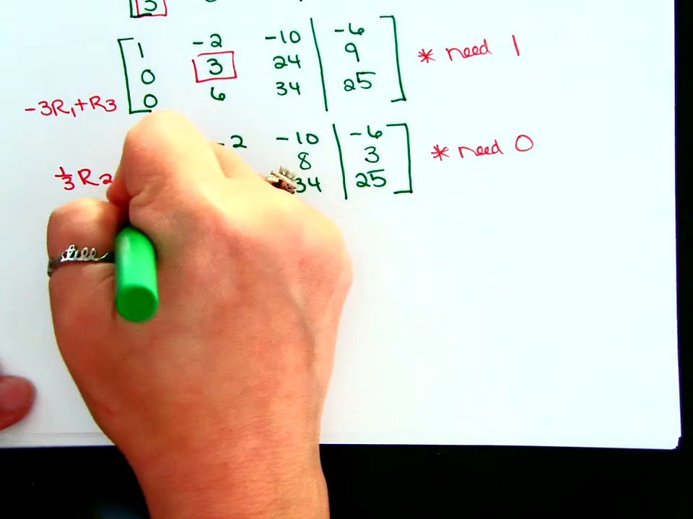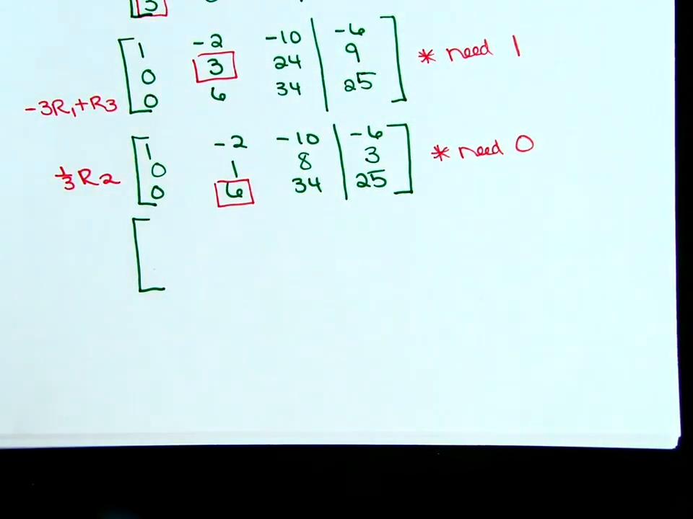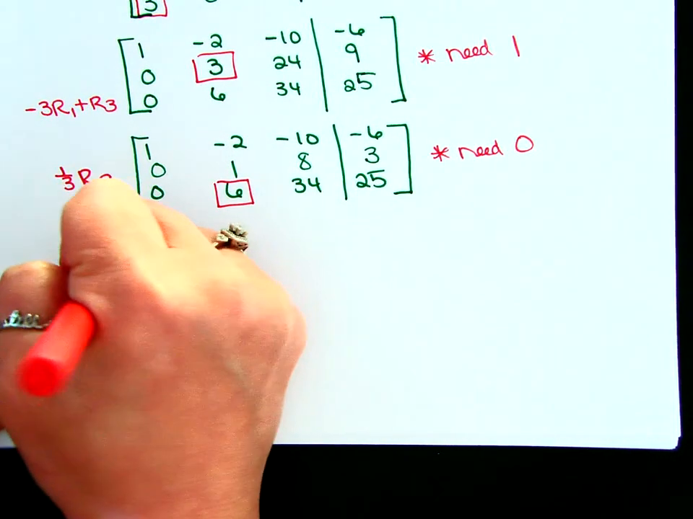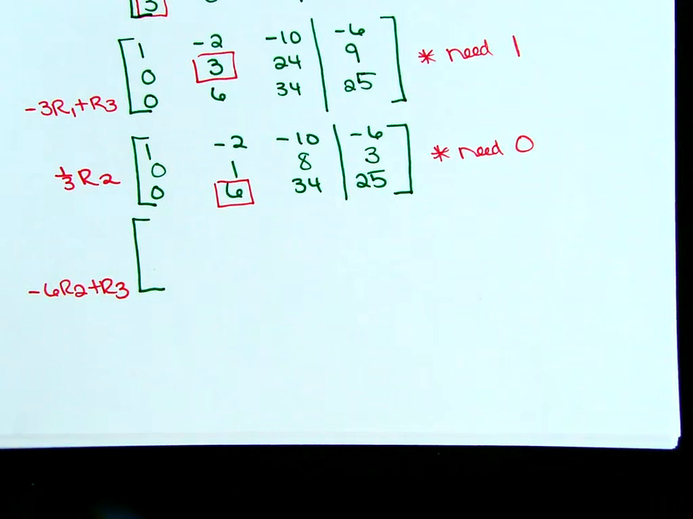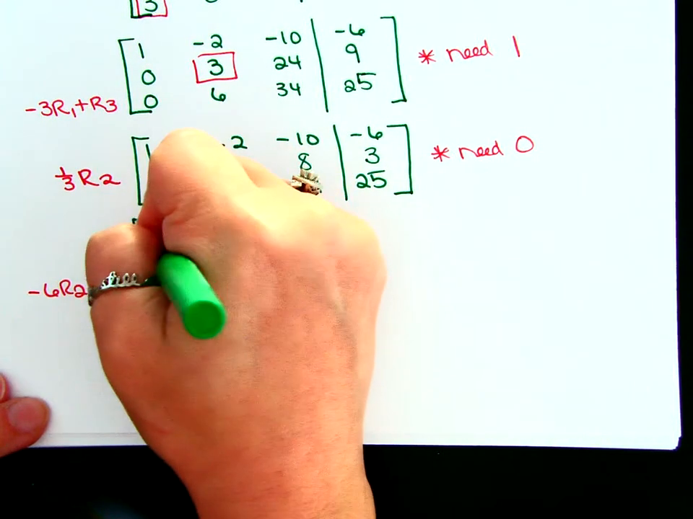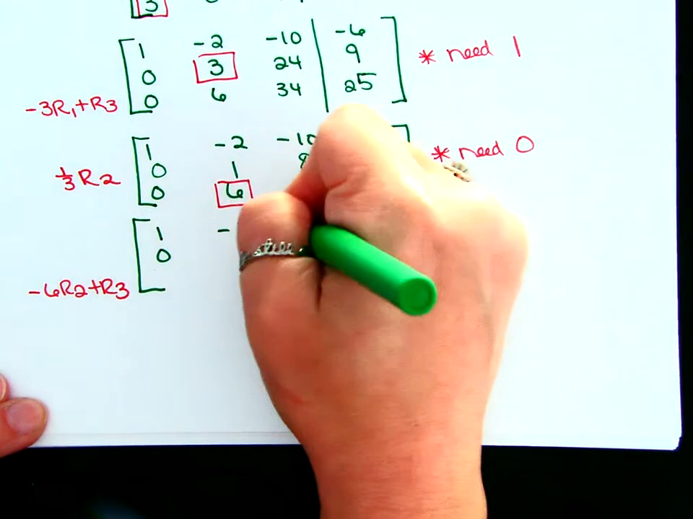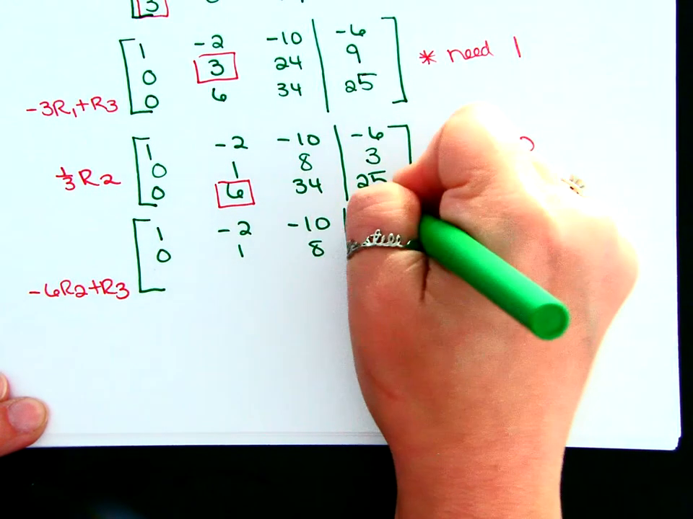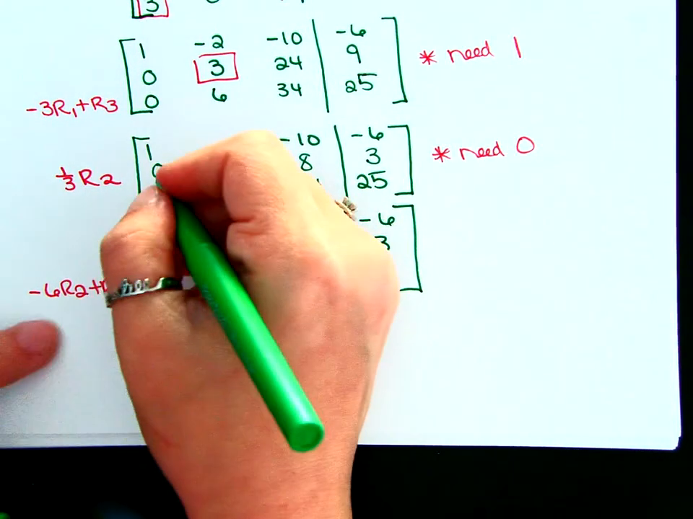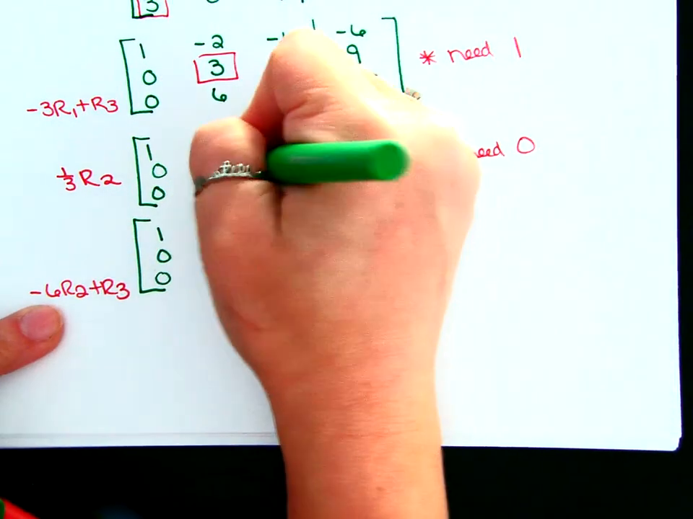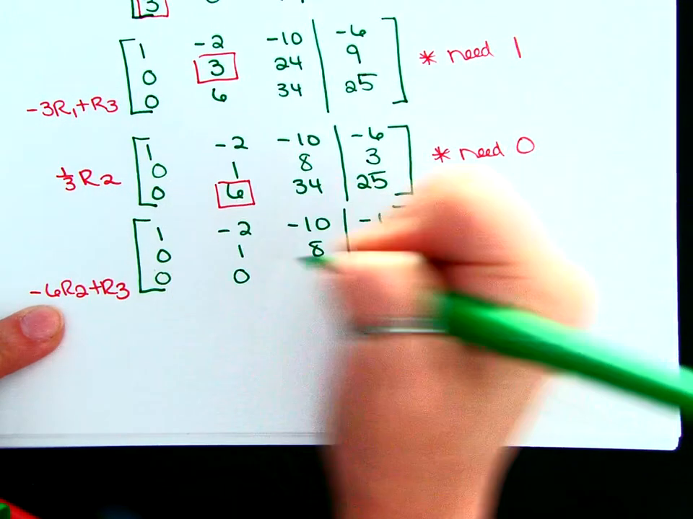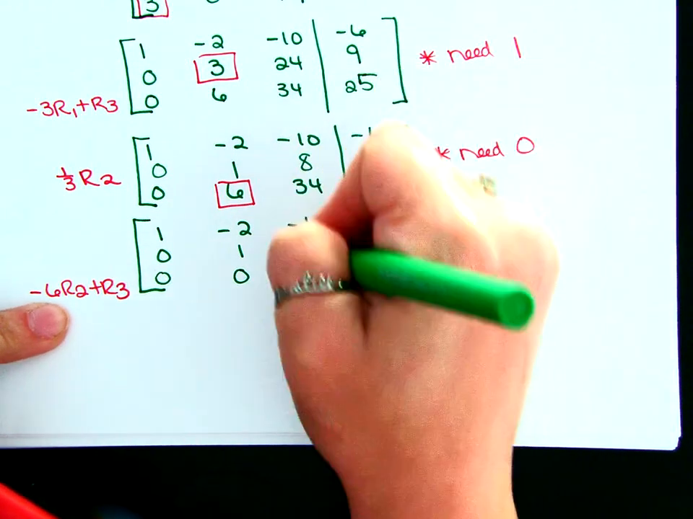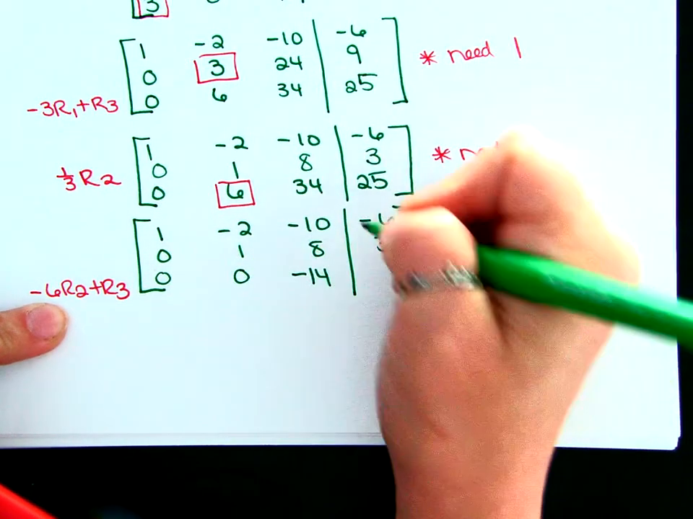So I'm going to take -6 times row 2 and add to that row 3. So my first 2 rows don't change. Negative 6 times 0 plus 0 is 0. Negative 6 times 1, 0. Negative 48 plus 34 is a negative 14. Negative 18 plus 25 will give me a positive 7.